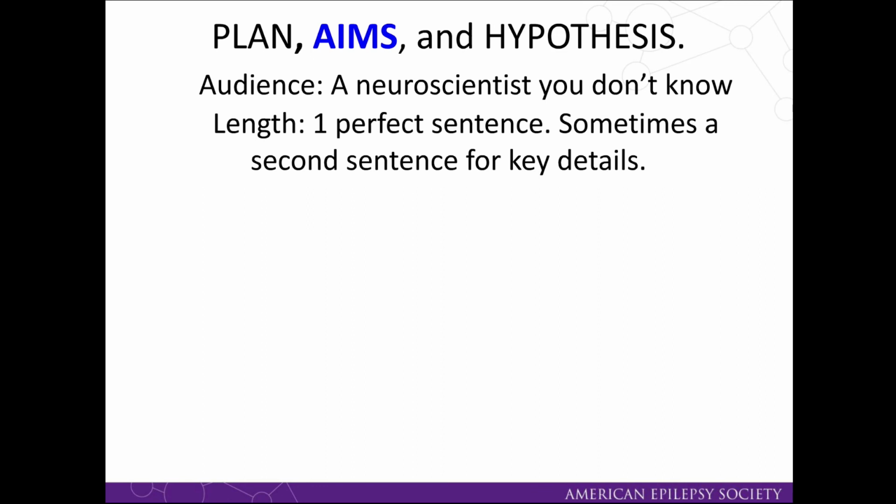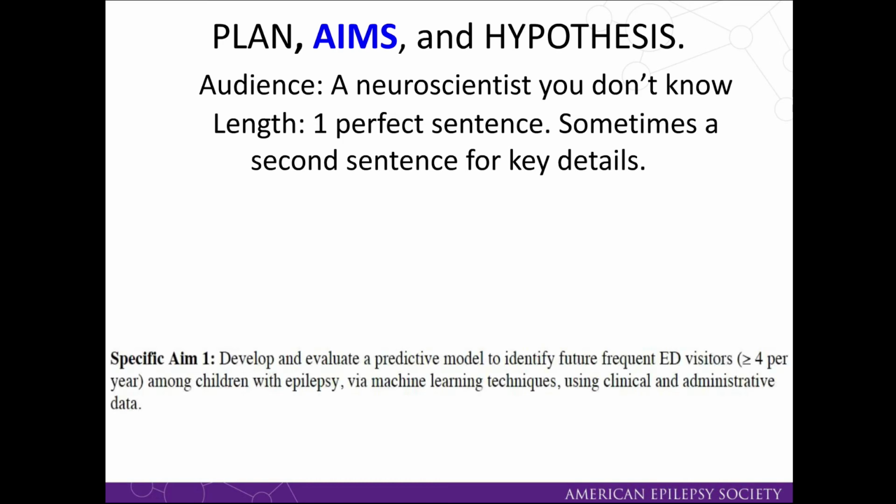All right, the aims. So again, the audience is a neuroscientist you don't know, and these should be pretty perfect. Often an aim is just a single sentence, but sometimes you add a second for key details. So here's an aim. Develop and evaluate a predictive model to identify future frequent ED visitors among children with epilepsy via machine learning techniques using clinical and administrative data.